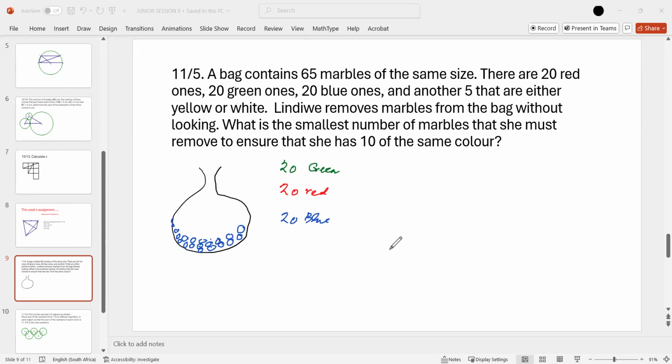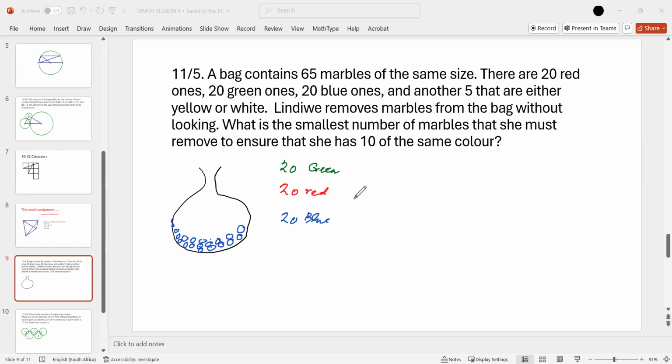Okay, now I'm recording the information on my paper. Lindiva removes marbles from the bag without looking. Now, because they're all of the same size, she can't distinguish between them. And she's not looking at it, so she doesn't know what the colors are. The question is, what is the smallest number of marbles she must remove to ensure that she has 10 of the same color?